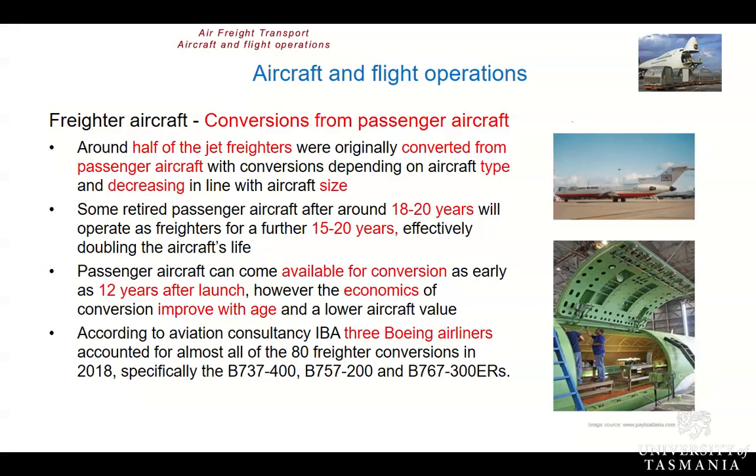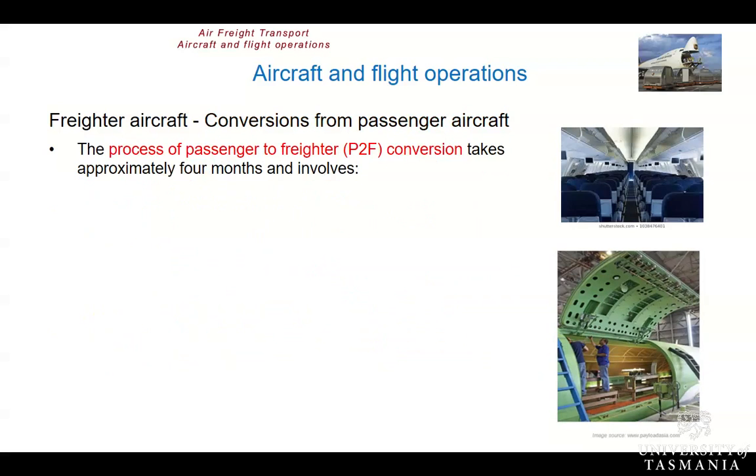According to a consultancy, IBA, Boeing aircraft made up the majority of the conversions over the last year. Specifically, the 737, 757 and 767 are the freighters of choice. And that was shown if we had a look back at that table, and we saw that those same aircraft were the main aircraft in service.